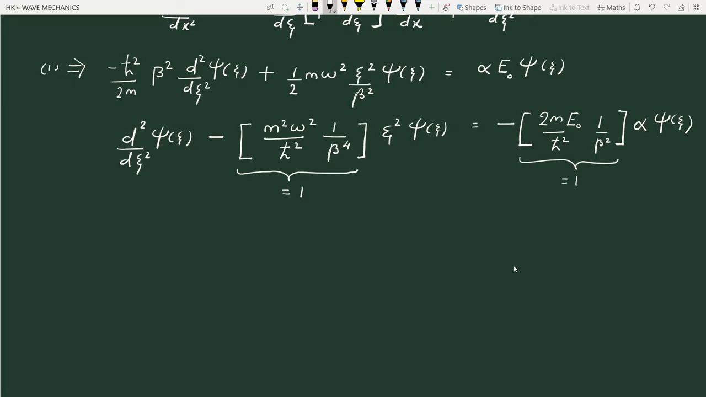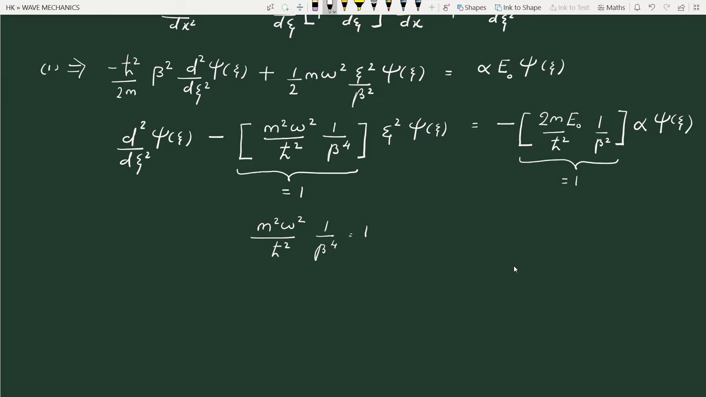So what we want to do now is put the terms in the square bracket equal to simply 1, so that the entire equation is now dimensionless. So if this is equal to 1, what will be the value of beta? Let us say m square omega square by h cross square, 1 by beta raised to 4, is equal to 1. So far we have not defined what beta is. I have just said that beta has the dimension of x raised to minus 1, but I have not defined it. Let us define it now.